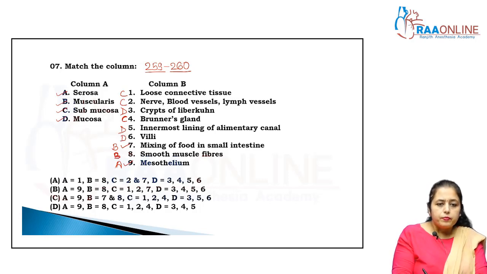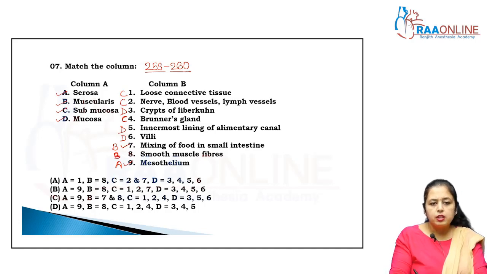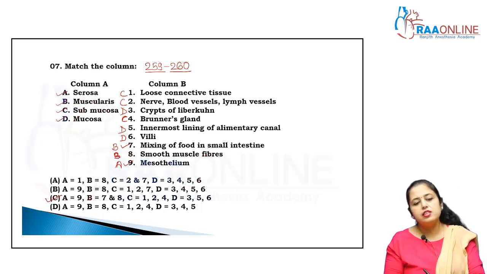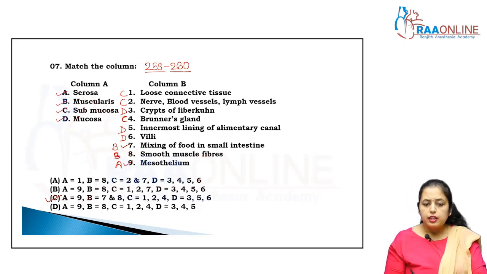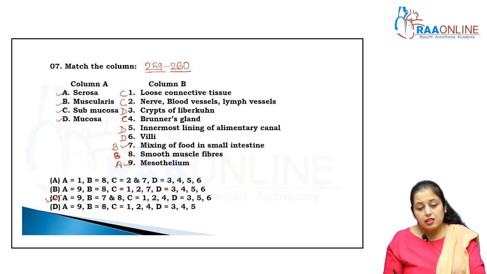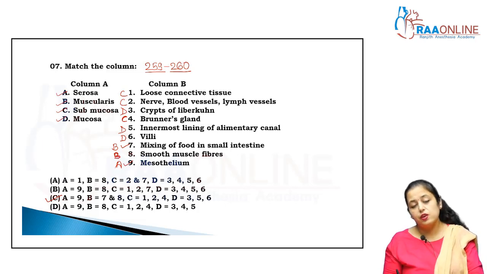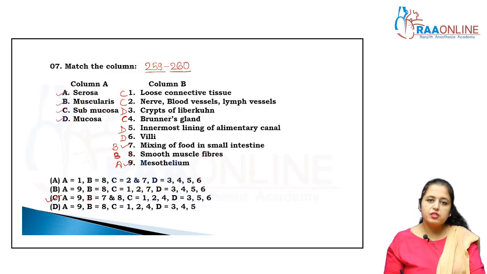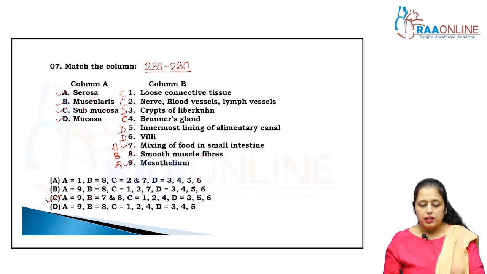So now, A9 is present in all three options. B muscularis, muscularis is related with 7 and 8, and 7 and 8 are in just C option. So answer is the C. Clear? Right? So this is the pattern to solve the NCERT. That's why we said that each and every line is to be memorized with understanding, right? Not only the ratification. Clear?